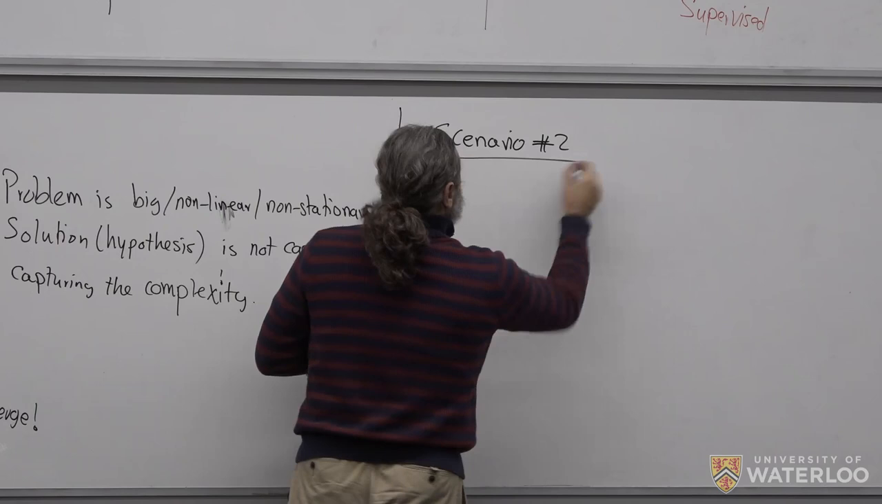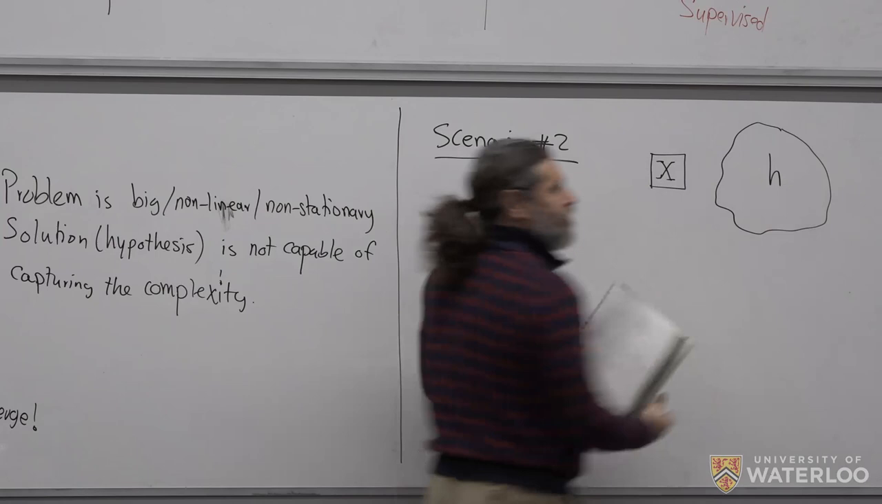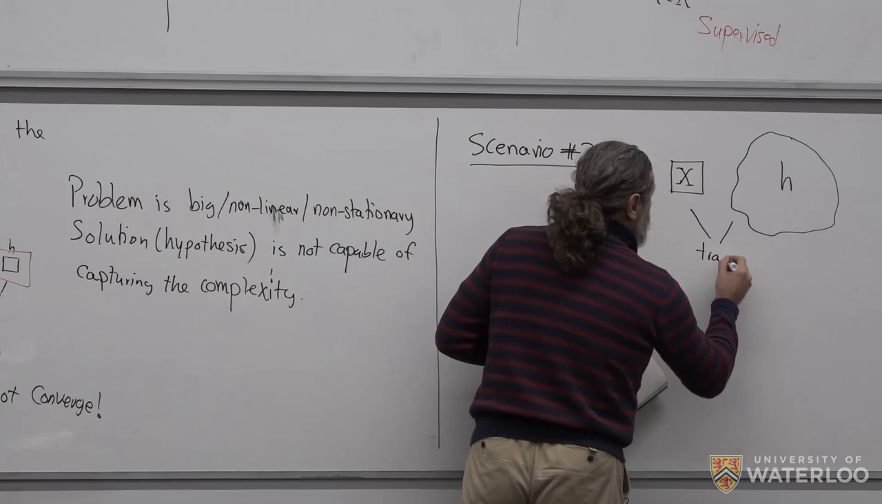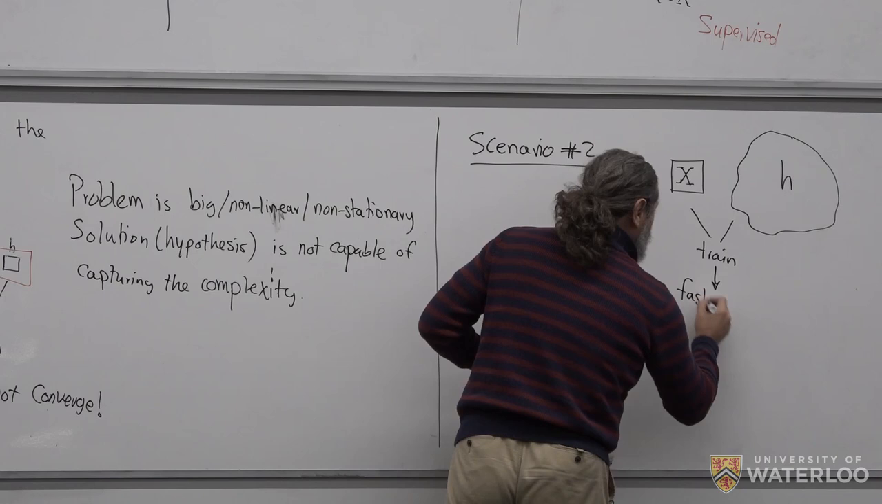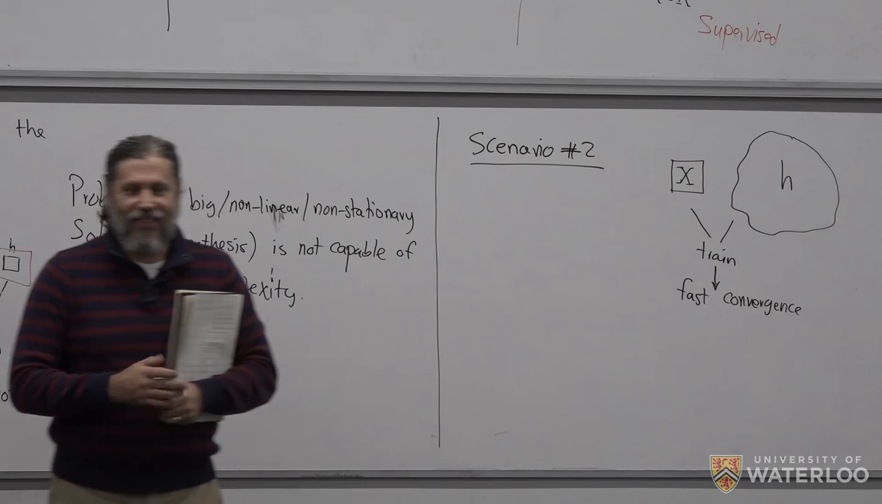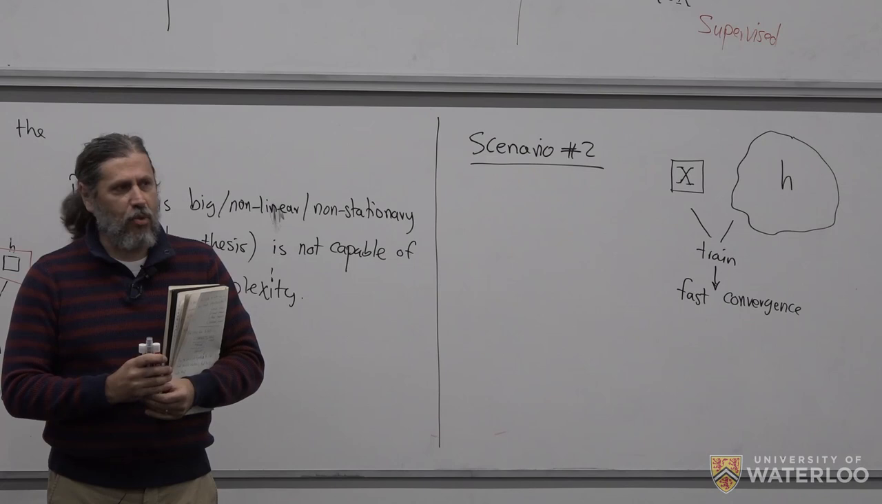Scenario number 2. I get my data and I have a solution. This is nowadays a lot more the case. Then you train it, and you are really happy because you get fast convergence. You run it in MATLAB on your laptop, and boom, after 20 seconds, it gives you the result. Chances are that you are getting a crappy solution. When you get a fast solution, that's definitely useless, unless you have a very easy problem. If you have a very easy problem, what are you doing with AI?